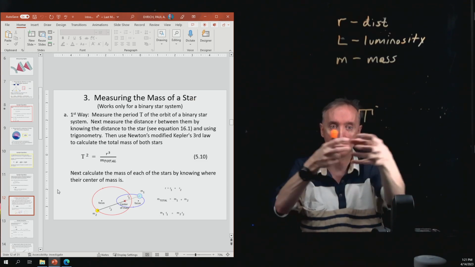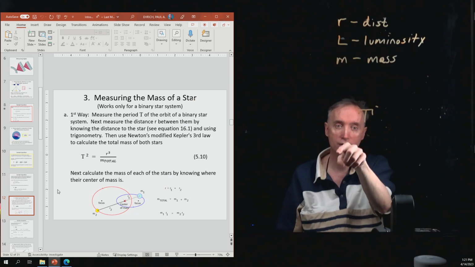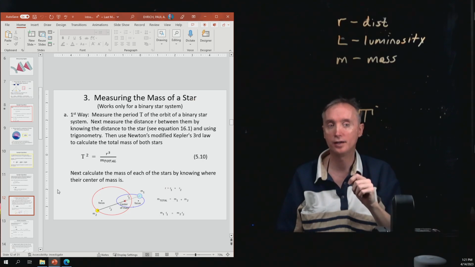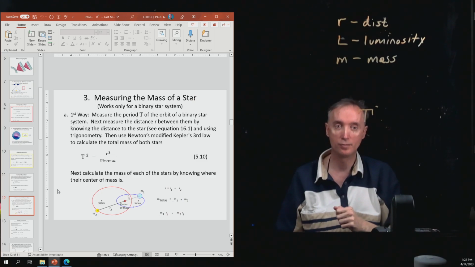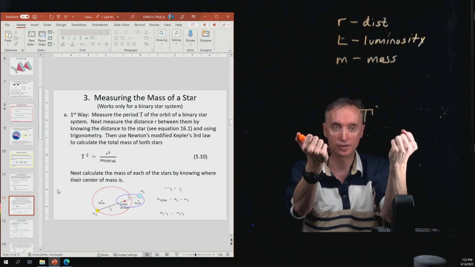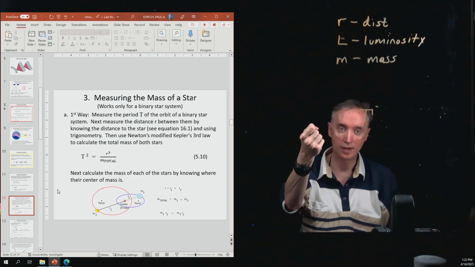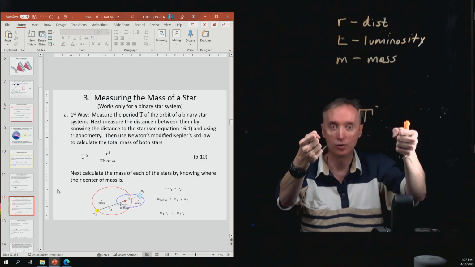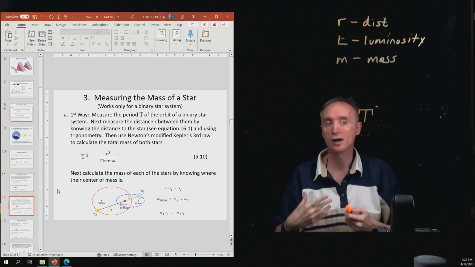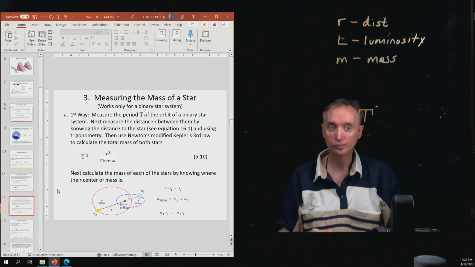If we know how long it takes them to orbit each other, we can plug it into that formula, and then we find the total mass of the two stars. So it would be the mass of this star plus the mass of this star. That still isn't enough, because we'd want to know the mass of this one and the mass of this one. So we need to do one more thing, and we need to use the concept of center of mass. You're not going to need to know any of the formulas to calculate the center of mass, but you should know what center of mass is.